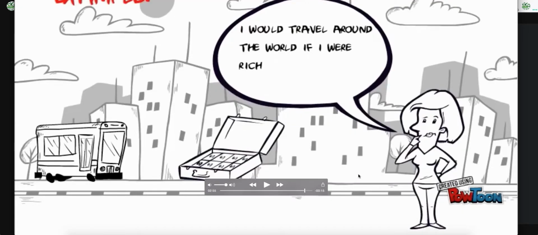So let's check this example. Oh my god. Ana Torres, princess, can you please help me reading this example? Yes, teacher. Go ahead. I would travel... ¿Cómo se pronuncia esta? Around the world if I were rich. Very good. I would travel around the world if I were rich.